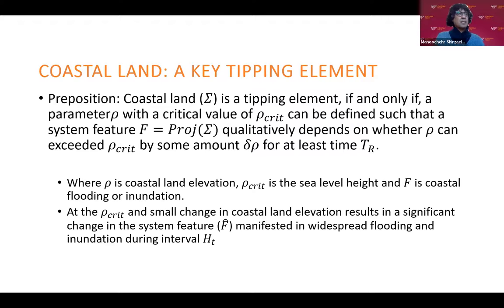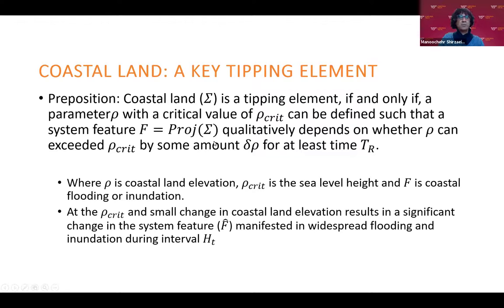So here is the argument for coastal land. I put forward the proposition: coastal land, shown with sigma, is a tipping element if and only if a parameter rho with a critical value rho critic can be defined such that system feature F, which is a projection of sigma, qualitatively or quantitatively depends on whether rho can exceed rho critic by some amount delta rho for at least time tr. So this is a proposition.